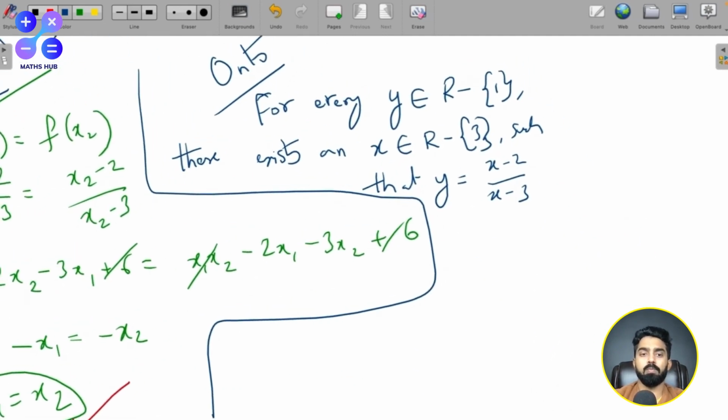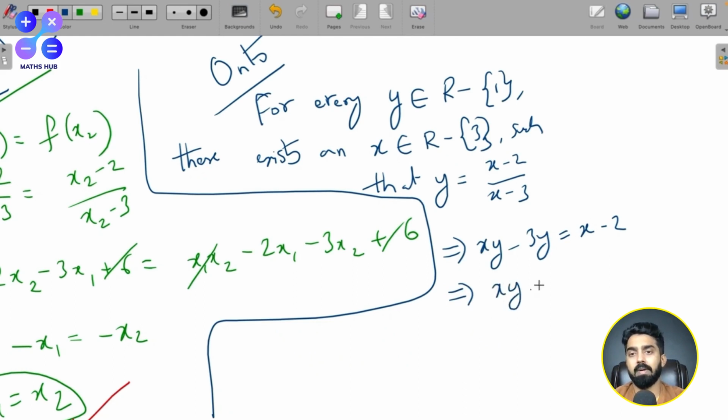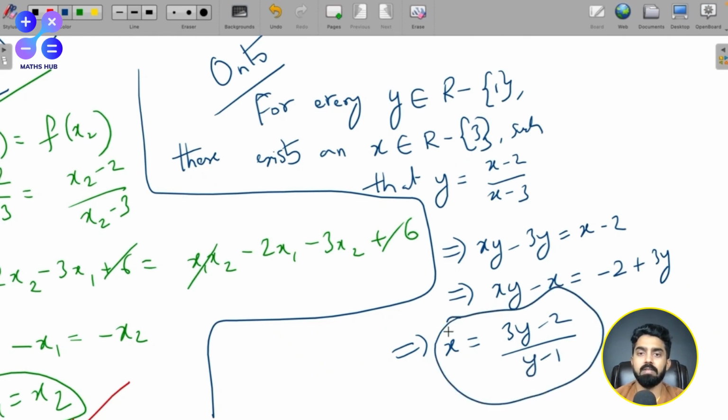So now to prove this, we'll have to convert this into something which is from a y perspective instead of an x perspective. Now how can you do that? We will cross multiply. So we'll say xy minus 3y equals x minus 2. And if you say xy minus x equals minus 2 plus 3y, this would mean x equals (3y minus 2) by, if you take this common, (y minus 1). So this is the way we can prove.